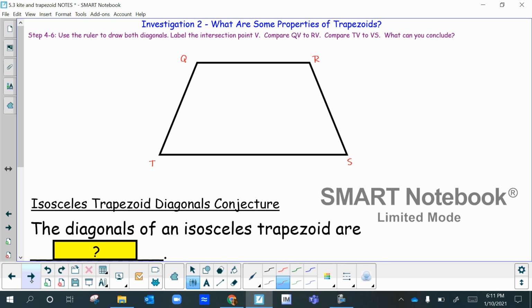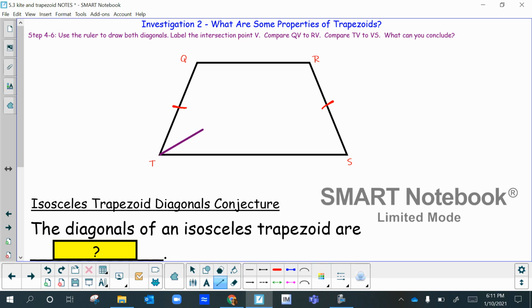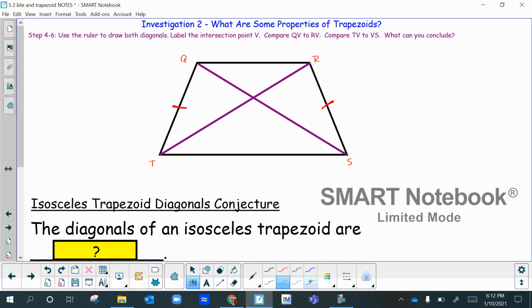So on that same trapezoid that you just constructed, it says use a ruler to draw both diagonals. Okay, so get your ruler and draw a diagonal from Q to S and T to R. So draw both of those diagonals. And it says label the intersection point V. So let's label that intersection point V. So then it says compare segment QV to RV. So that's this one here to this one here.